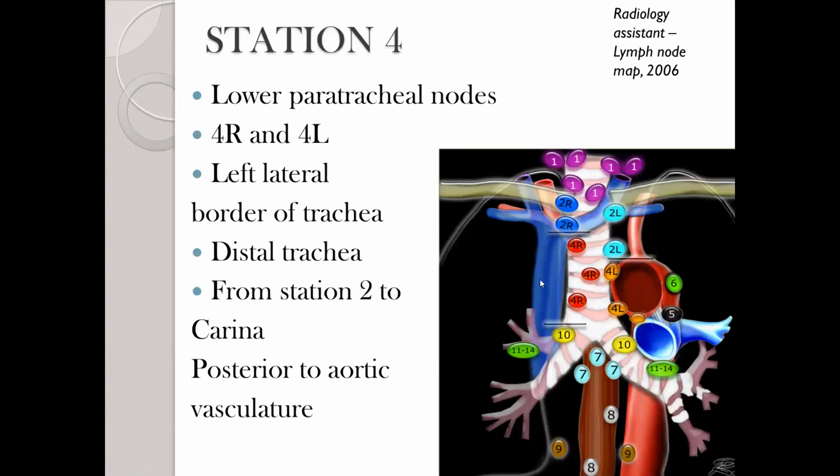Station 4 nodes are seen here. They are the lower paratracheal nodes. As the name suggests, they are paratracheal and found on either side of the trachea. They are named as 4R and 4L. And again, the line demarcating right and left is the left lateral border of the trachea. And these nodes, the station 4 group of nodes, are found towards the distal end of the trachea, again extending from station 2 to the carina.